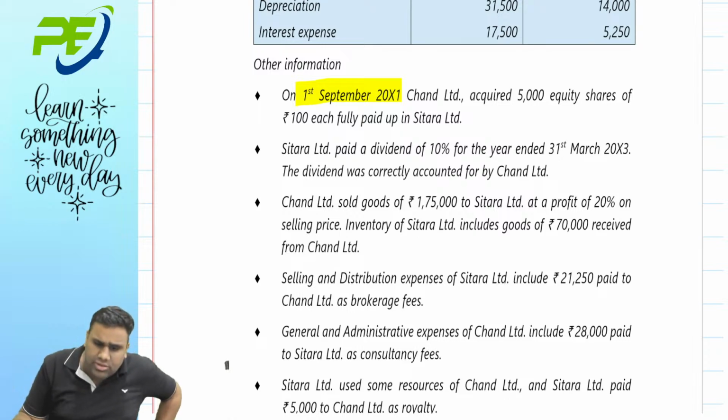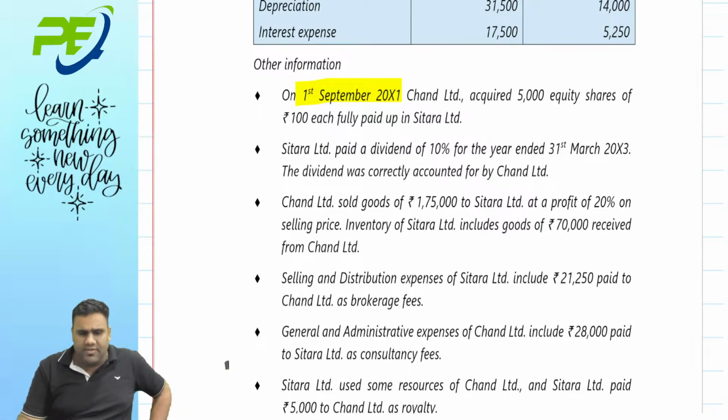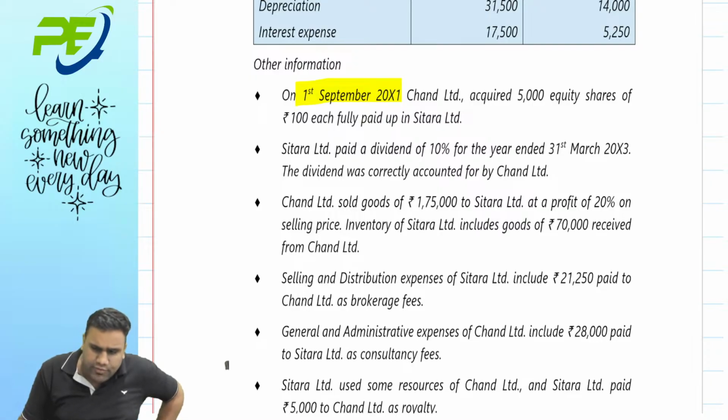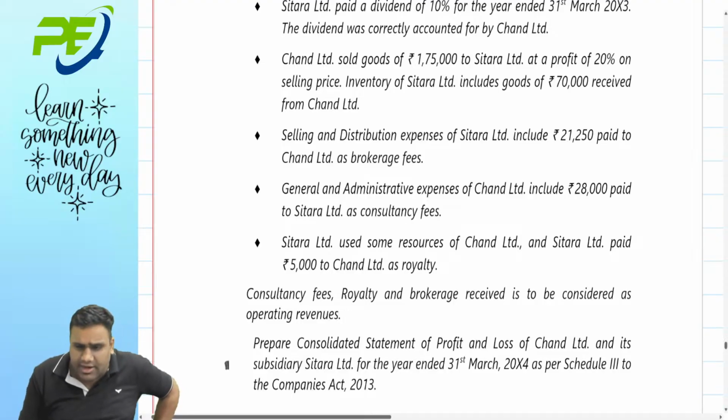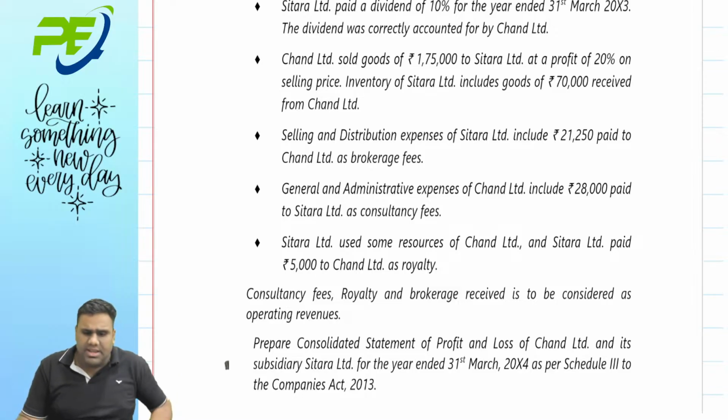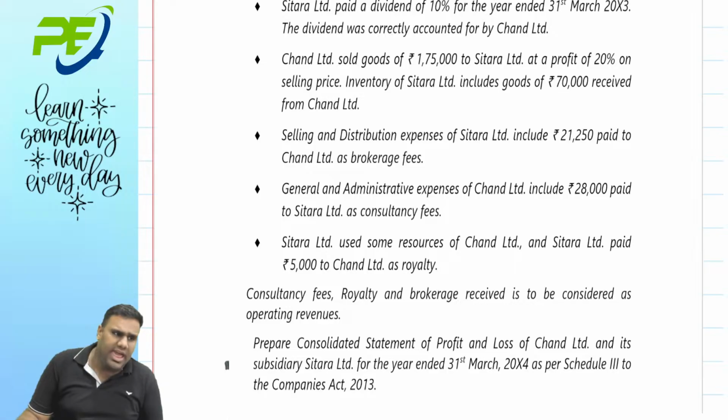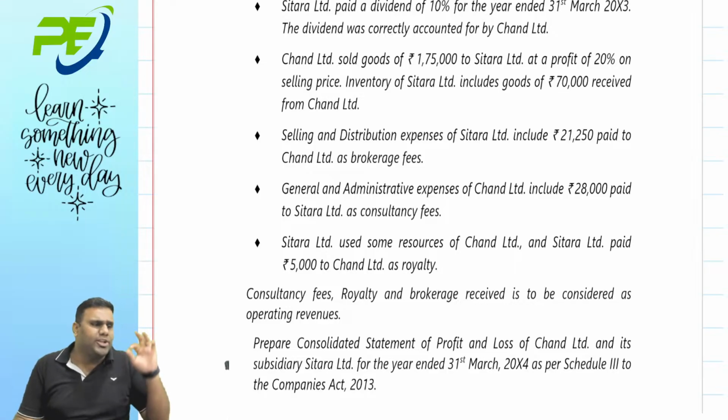Chand Limited sold goods worth 175 to Sitara at a profit of 20% on the selling price. Inventory of Sitara includes goods of 70,000 received from Chand Limited. Selling and distribution include 21,250 paid to Chand as brokerage fees. General and admin expense of Chand Limited include 28,000 paid to Sitara as consultancy fees. Sitara Limited used some resources of Chand Limited and paid 5,000 as royalty. Consulting, royalty and brokerage are to be considered as operating revenue, which means they are part of revenue from operations.